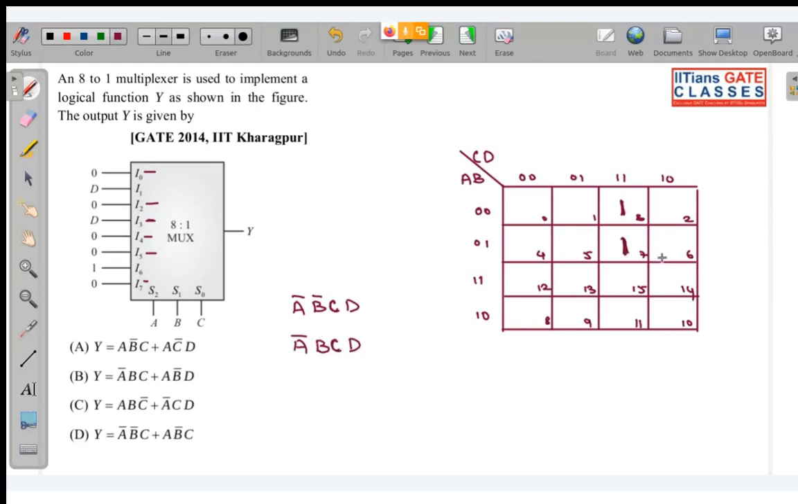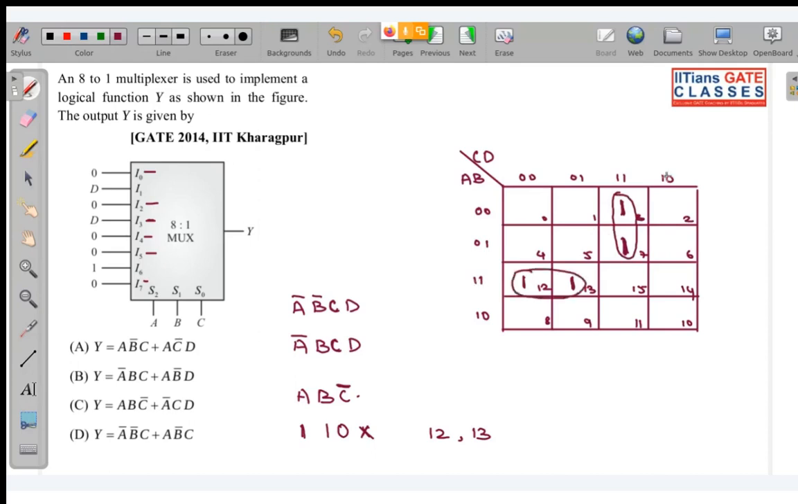Mark 1 in 7. Now next, where you see in I6, it is 1. So how can I represent I6? That will be A B C complement, and this is 1. So I can write it 1 1 0 cross. So this will either correspond to 12 or to 13. So mark this also. So now you have one group of 2 and one more group of 2 like this.